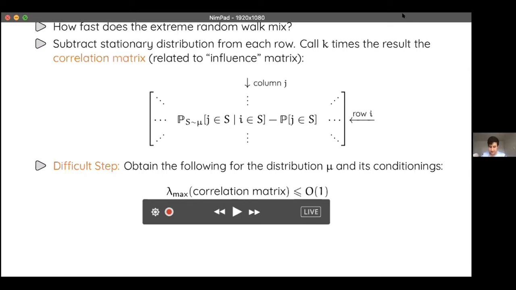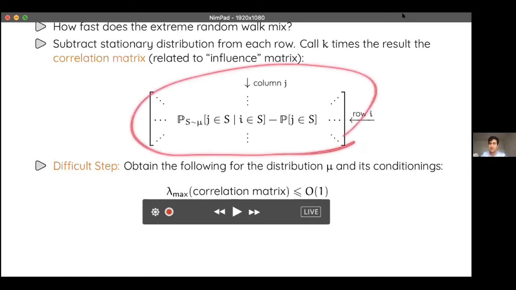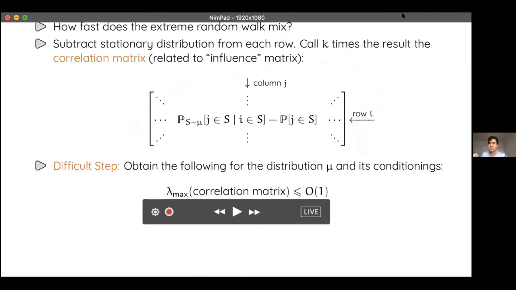For mixing of that random walk, you just want these eigenvalues to be bounded by a constant smaller than 1 times k. That's because you already divide by 1 over k. So as long as the eigenvalue ends up being smaller than 1, then you mix fast. But here I'm saying the eigenvalues without that factor of 1 over k are bounded by 1.